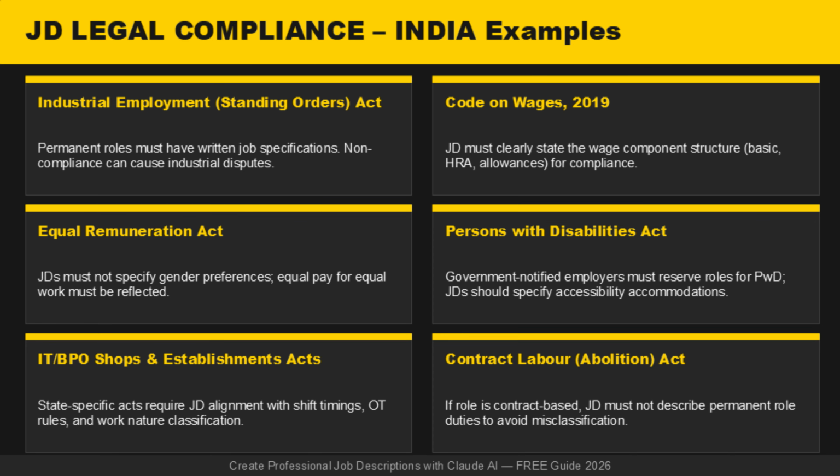For India, there are 6 key compliance areas among many. Examples are the Industrial Employment Standing Orders Act requires permanent roles to have documented job specifications. The Code on Wages 2019 mandates that the JD reflect the wage structure, basic pay, HRA, and allowances. The Equal Remuneration Act prohibits gender preferences and requires pay equity. The Persons with Disabilities Act requires government-notified employers to specify accessibility accommodations in JDs.